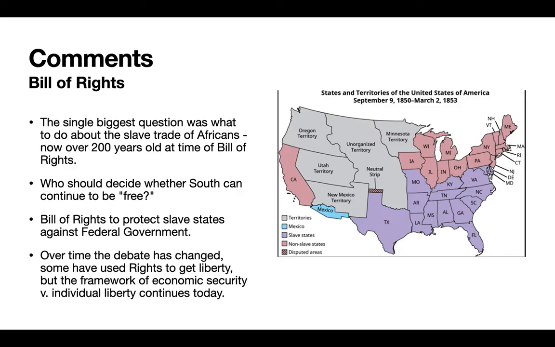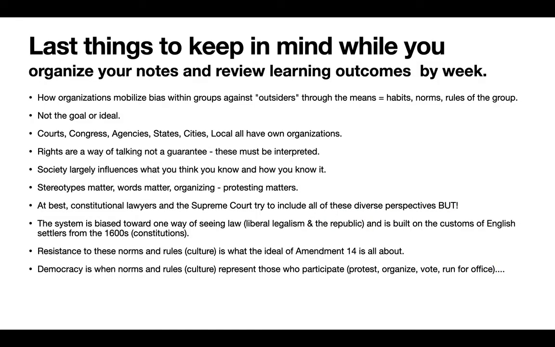However, over time, obviously, as politics has changed, as the demographics have changed, as the struggles have changed, that's changed the way we think about rights. And so now we think about it much more in the individual sense. Individuals argue that they have rights, and that's how you get this framework of economic security versus individual liberty that kind of continues today. So the last things to keep in mind now, as you kind of understand the Constitution, is built around the economic structure, it's not built around individuals.